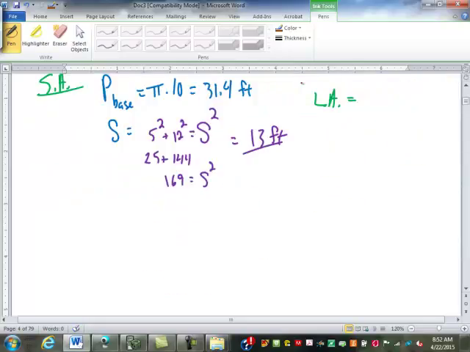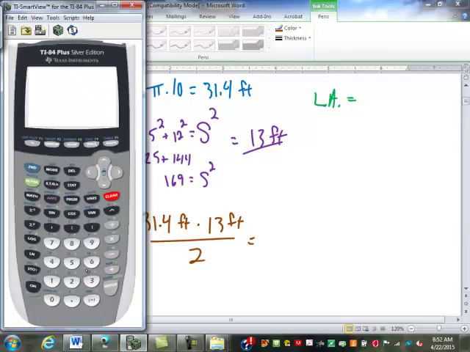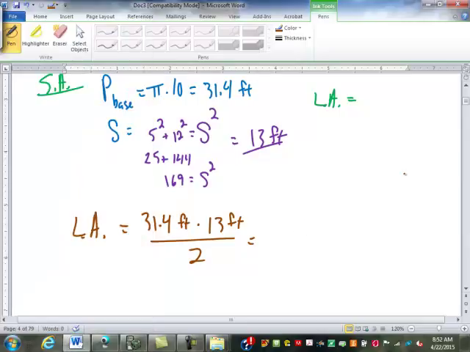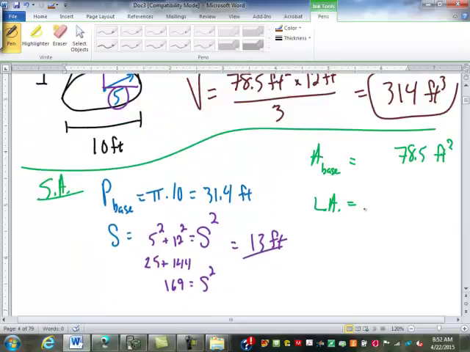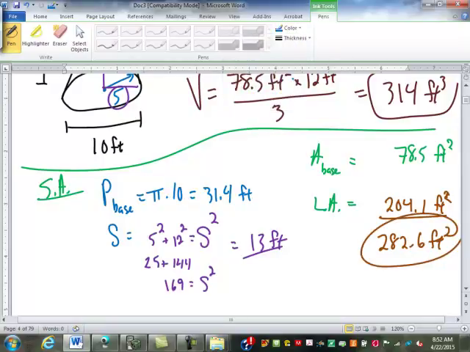So the lateral area is 31.4 feet times 13 feet, divided by 2, because those are triangles. That gives us 204.1 square feet. Which, added to the base, is 282.6 square feet total area. What do you think?